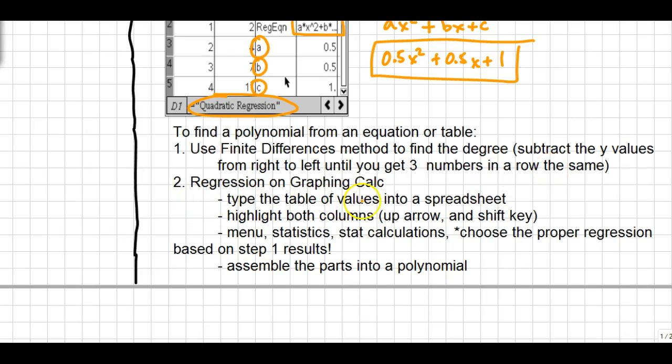Then you're going to type the table of values into a spreadsheet. Make sure you highlight both columns using your up arrow and then the shift key. Then you're going to choose the commands Menu, Statistics, Stat Calculations, and then you're going to choose the proper regression from what you did in step 1. So that could be either linear, quadratic, cubic, quartic, or quintic. Then you have to assemble the pieces into an actual polynomial. Now these directions here are for the TI Inspire calculator. If you need help or assistance with the TI 83 or 84, you'll have to talk to your teacher.